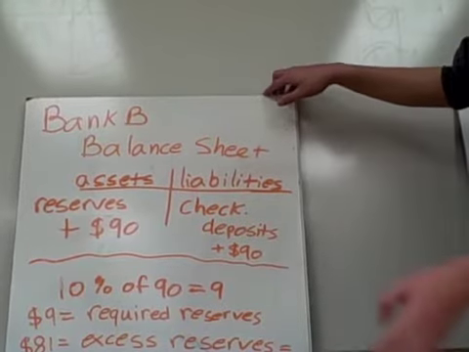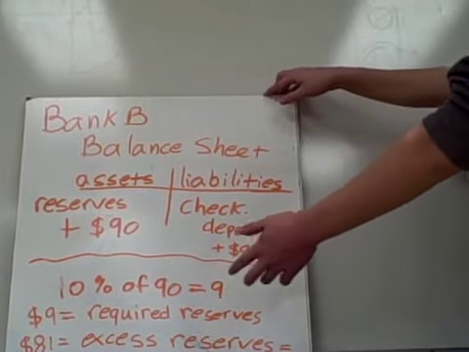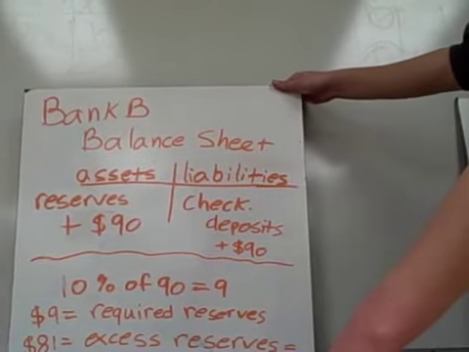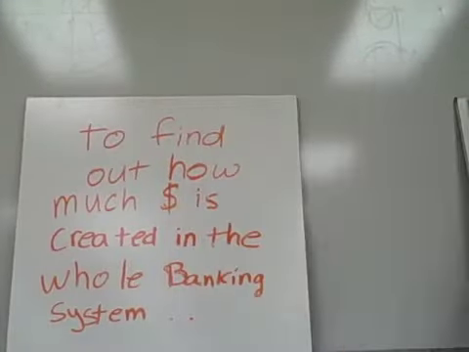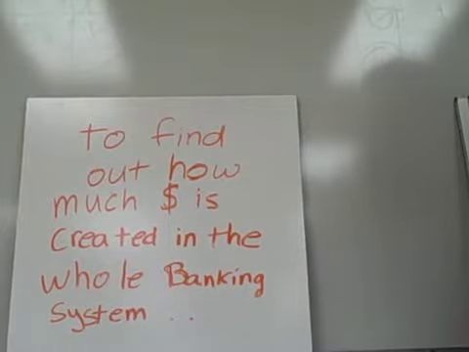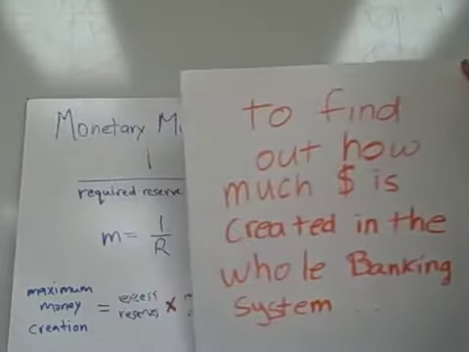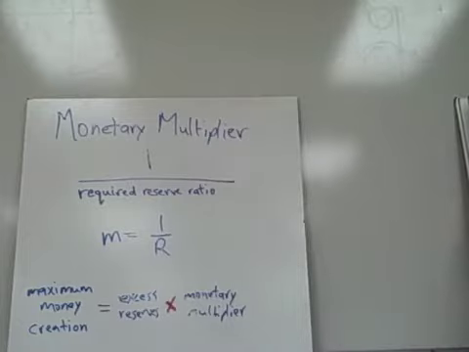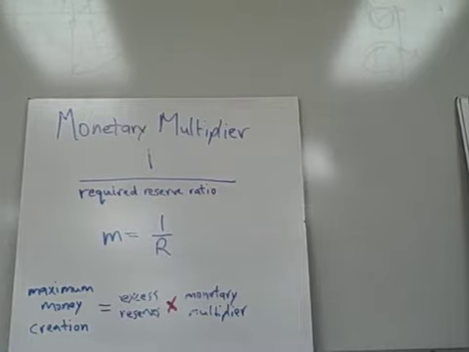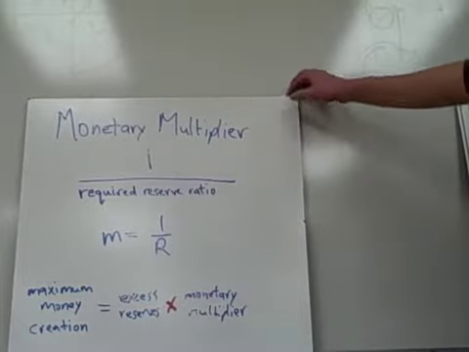But the process keeps going where 10% gets saved and the rest gets loaned out until there's no money to loan out anymore. To find out how much money is created in the whole banking system, we use the monetary multiplier. Monetary multiplier is found by 1 divided by the required reserve ratio. So M equals 1 over R. And the maximum money creation in the whole banking system equals the excess reserves times the monetary multiplier.